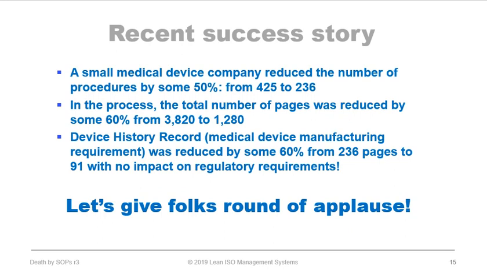Our recent success story. A small medical device company reduced the number of procedures by some 50% from 425 to 236. In the process, the total number of pages was reduced by some 60% from 3,820 to 1,280. Device history record, a medical device manufacturing requirement, was reduced by some 60% from 236 pages to 91 pages with no impact on regulatory requirements. Let's give these folks a round of applause. They deserve it. Well done.